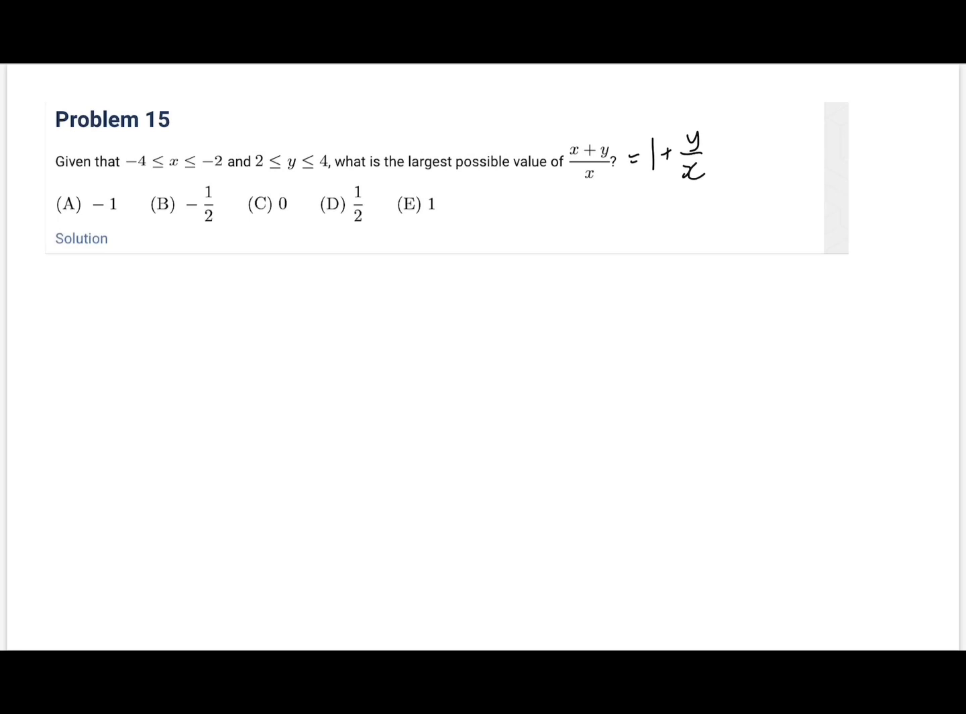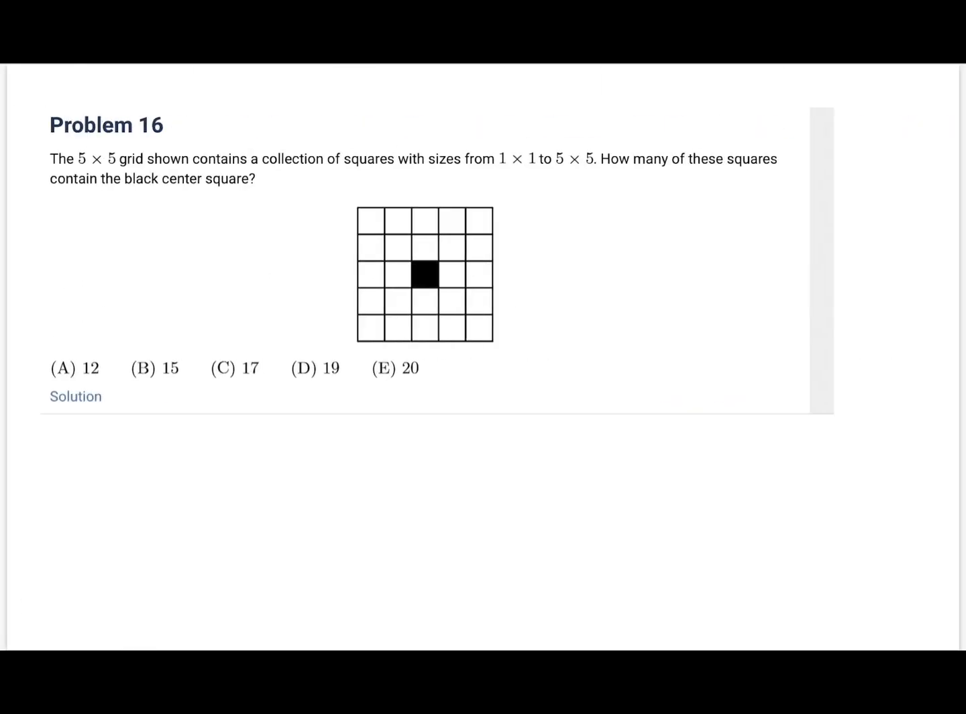Okay, so since x is a negative number, we have to make y over x as small as possible. So 1 plus, and then this would be -4, and y would be the largest number, 2. So this is 1 minus 1 over 2. So this is 1 over 2. The answer is D.